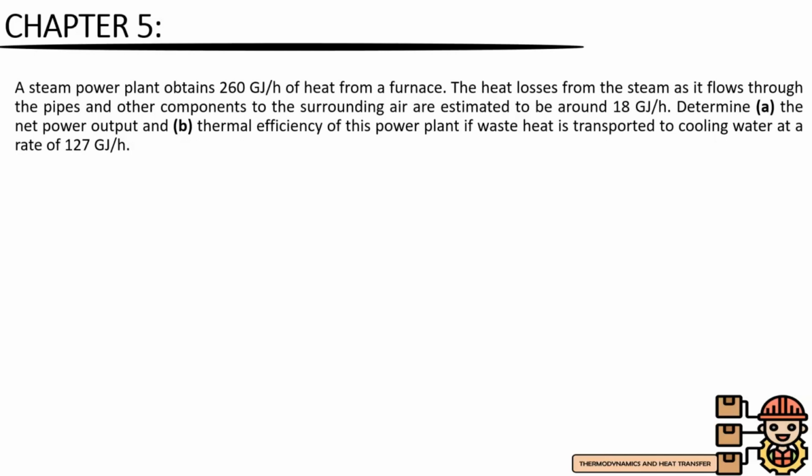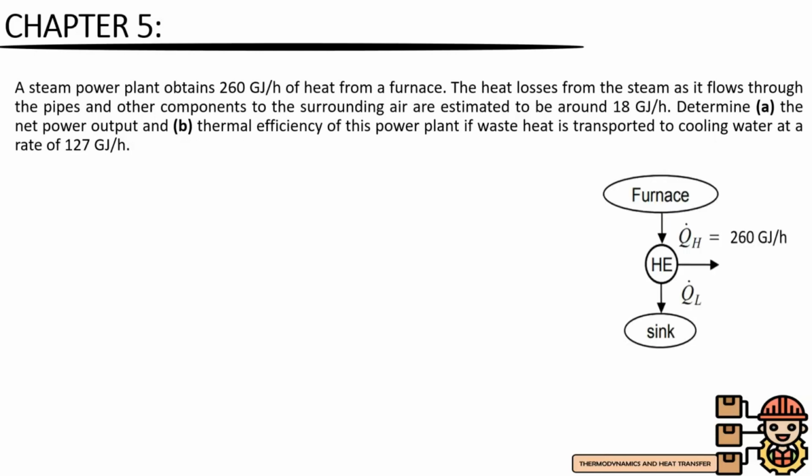So in this problem, we are going to find the two unknowns, which are the net power output and the thermal efficiency of the power plant. So here is our diagram for this problem. The rate of heat absorbed is equal to 260 gigajoules per hour, and the heat that comes from the furnace enters our system and it is released into the sink or into the higher atmosphere region.